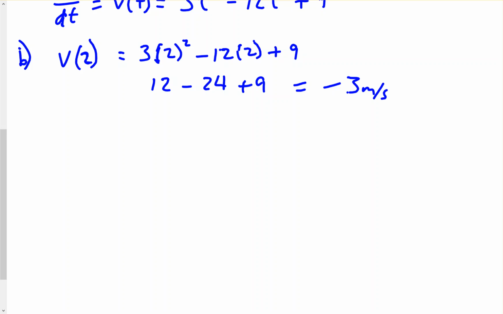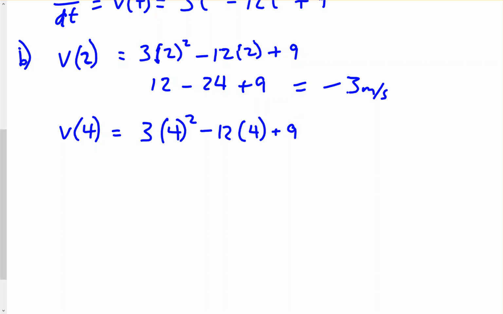Second part to that question, velocity after 4. Same idea, plug 4 in. So 4 squared, that's 16. 3 times 16 is 48, minus 12 times 4 is 48, plus 9. 48 minus 48, that's gone. So we have 9 meters per second.